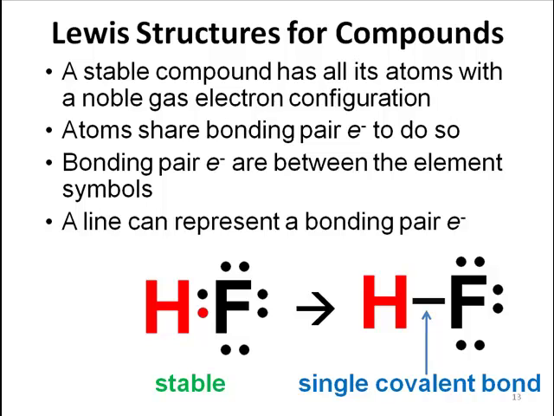Now, use the octet rule to check to see if it works after you draw your Lewis structure. F has 8 around it, 2, 4, 6, 8. Yep. H has how many around it? Only 2, which is what it wants because of the duet rule or modified octet.